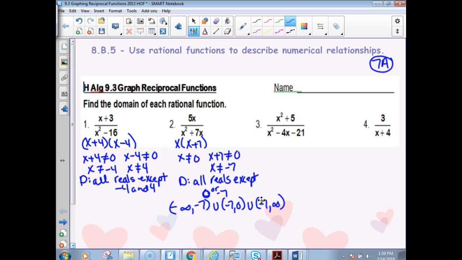I'm not going to make you write it in interval notation, but I will note for you that this letter, have you ever seen that maybe in a book? That means all real numbers. If you want to kind of abbreviate this a little bit, that's okay.